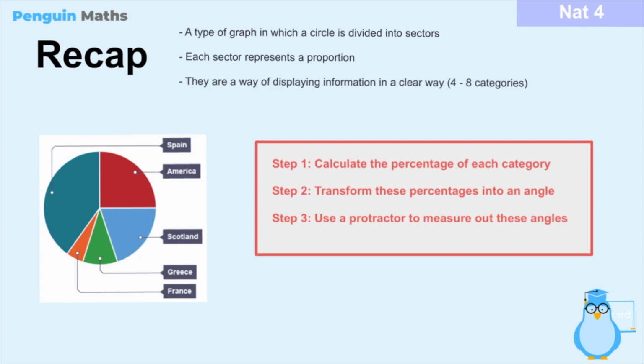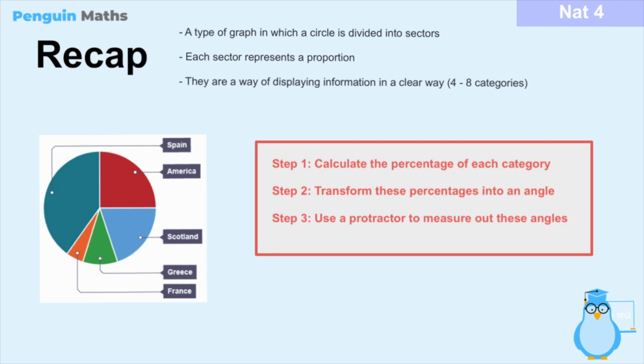And then we said there was this 3-step process in order to draw out a pie chart. So we were given the number of pupils that went to each one of these countries, and our first step was to calculate the percentage that each one of these countries took up as a total of the amount of students. Step 2 was then to transform these percentages into an angle that could be represented on a pie chart, and we did this by multiplying the percentages by the total amount of degrees that made up a circle, which was 360 degrees. And then finally, for step 3, once we had each of the angles for each of the different categories, we could then use a protractor to draw out these angles one by one on the pie chart.